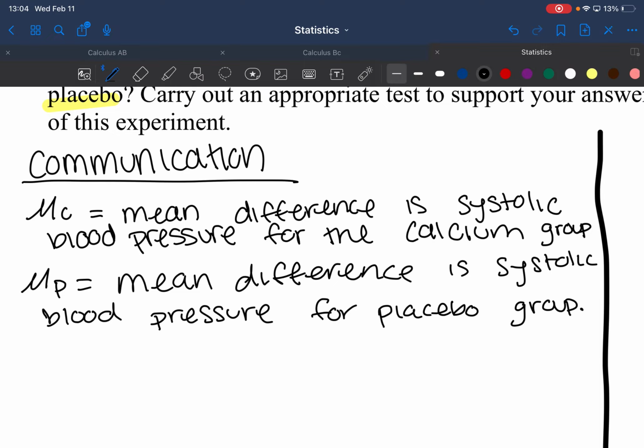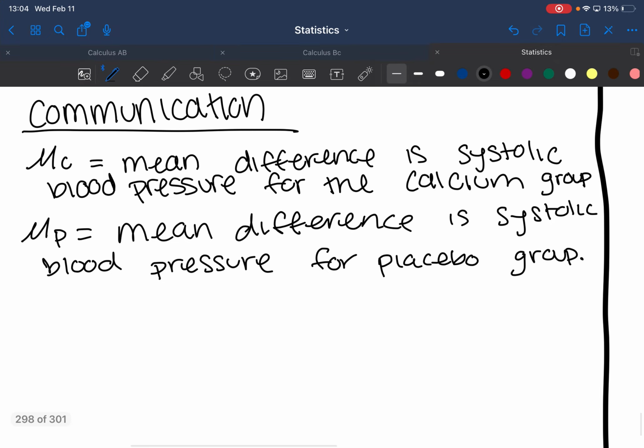Okay, my next part is to do my conditions. So remember, there's 3 conditions. Am I going to do all 3 conditions? Nope. Which one am I skipping? Independence. Why am I skipping independence? Because in an experiment, we do not do the 10% condition.